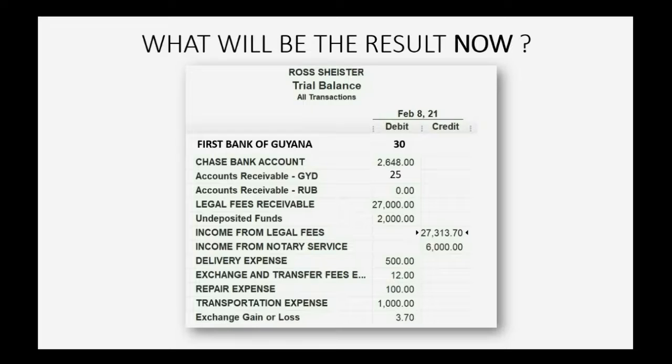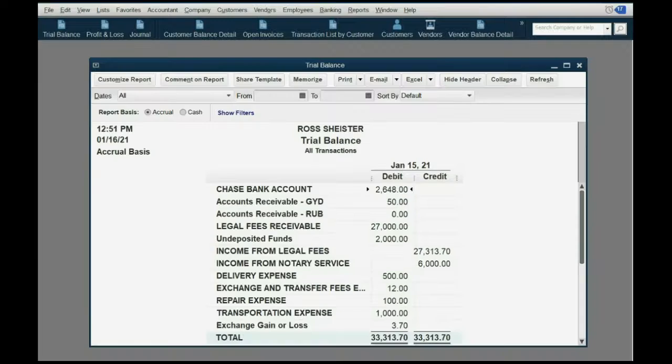And the $5 difference goes to exchange gain or loss. So instead of having a $3.70 debit, adding $5 on the credit side makes a net credit, or a net gain, of $1.30. These will be the numbers if we properly record this transaction.